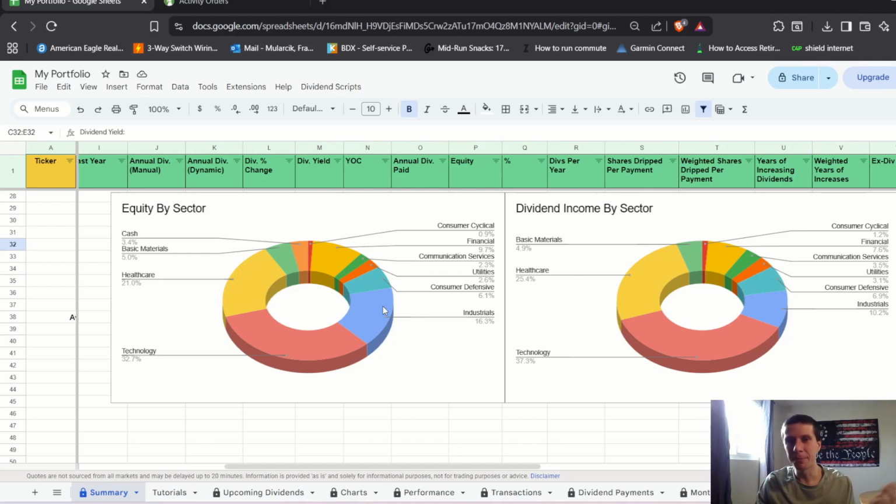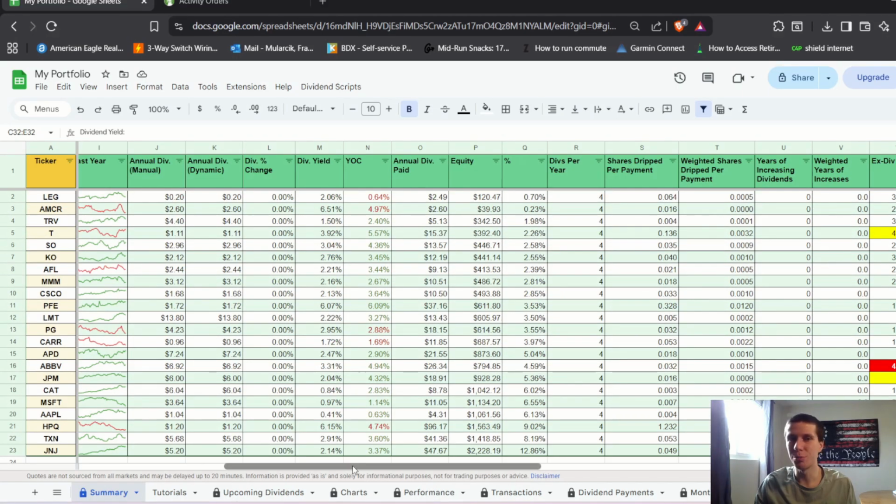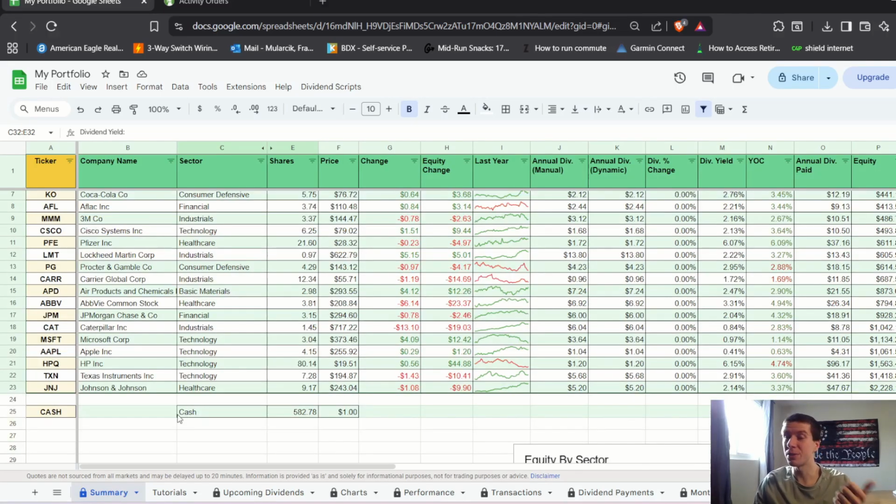But I think a good amount of my tech companies are not like the super high flyers like NVIDIA, Amazon, Google, stuff like that in this portfolio. I do have obviously Microsoft and Apple, which are two of the biggest, but I also have HP and Texas Instruments, which are big companies, but not in the top 5, 10, range.